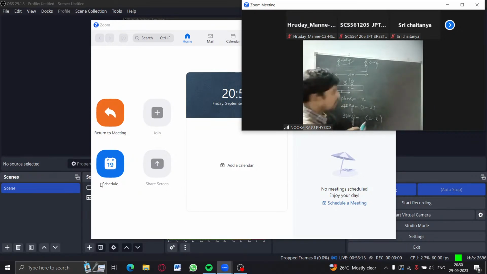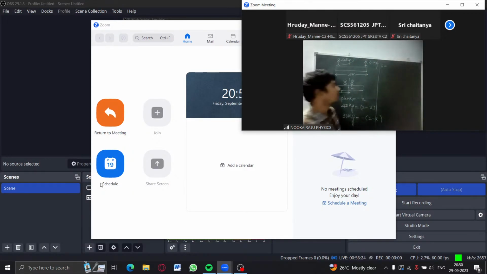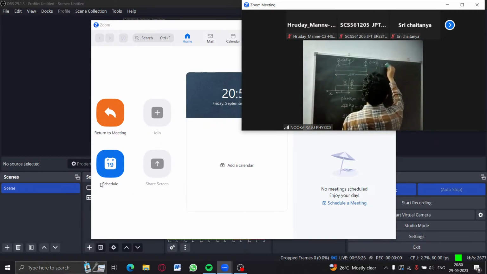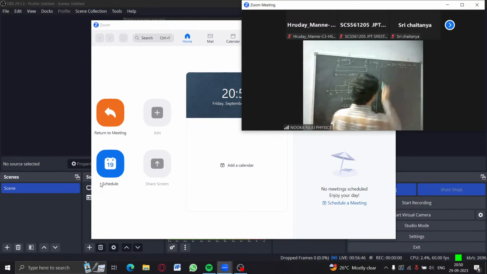Now here, again, I want to use the formula: 0 equals M1 delta x1 plus M2 delta x2 plus M3 delta x3. How many masses are there? Three massive bodies are there, right? One by one, I want to substitute.